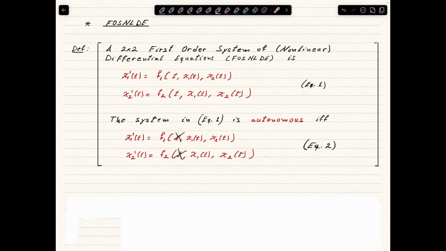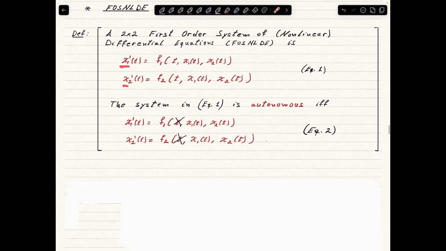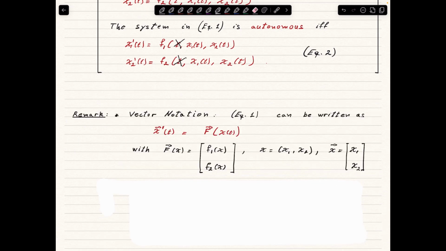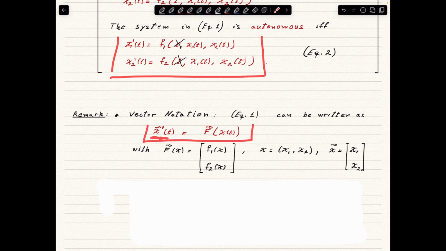These equations are written in what we call component notation for the components x1 and x2, but we are also going to write a system of equations in vector notation. In vector notation, we introduce the vector containing the variables of the system, x1 and x2, and on the right hand side we introduce the vector containing the functions f1 and f2 that defines the equations in the system.